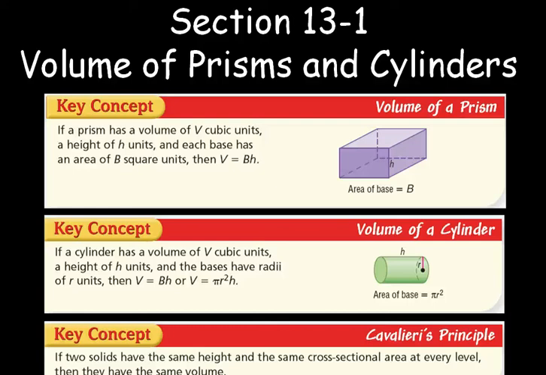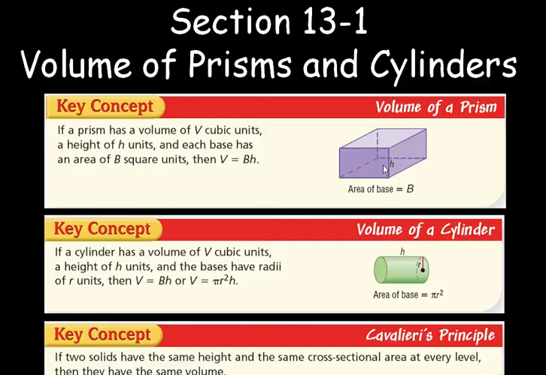Hello everybody, we're just going to get a brief explanation of volumes here. We're just going to talk about prisms and cylinders. If a prism has a volume of v cubic units and a height of h units, and each base has an area of b square units, then the volume is simply base times height.